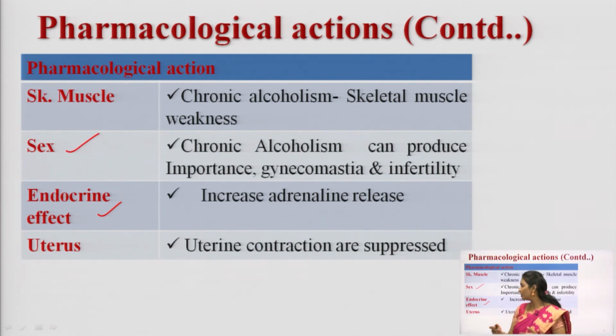And on the uterus, when you take a drug like alcohol, the uterine contractions will be suppressed. So the suppression of uterine contraction will be observed with alcohol. So, these are all the pharmacological actions which you can see with alcohol.